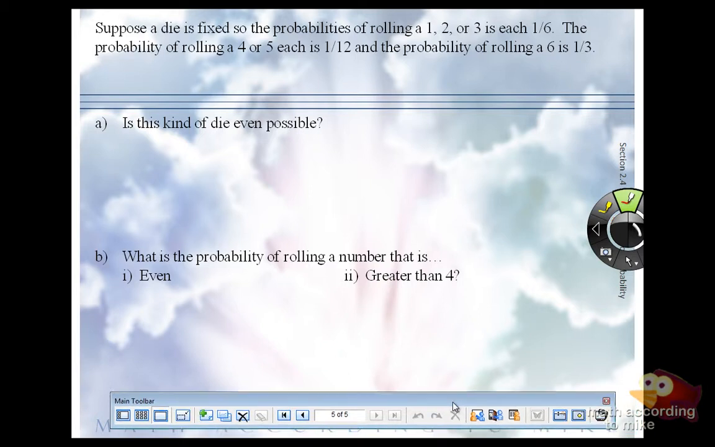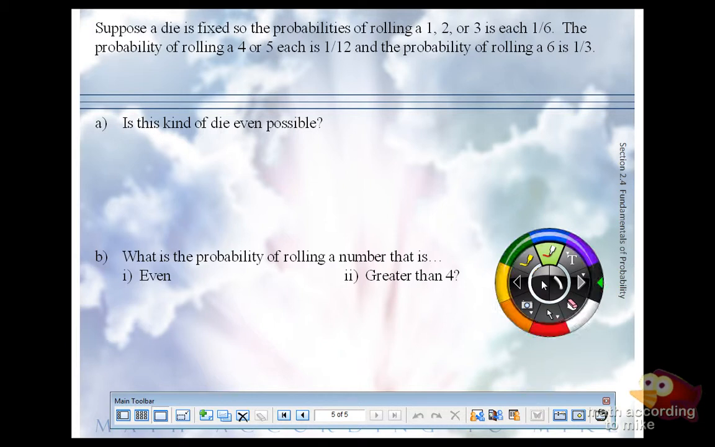For this problem, we have a die that is not fair. It's fixed. So as discussed, you can fix a die by weighting the other side. So 1, 2, or 3 each have a probability of coming up as a sixth. 4 or 5 each have a probability of a 12th. And 6 has a probability of a third.